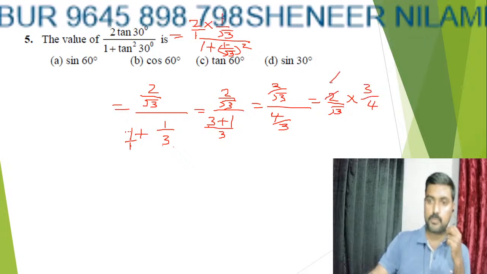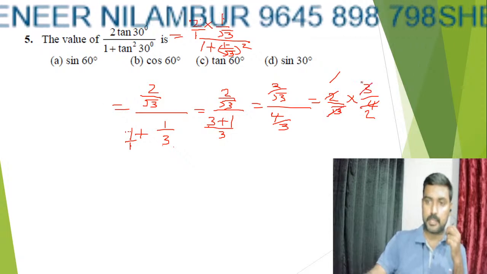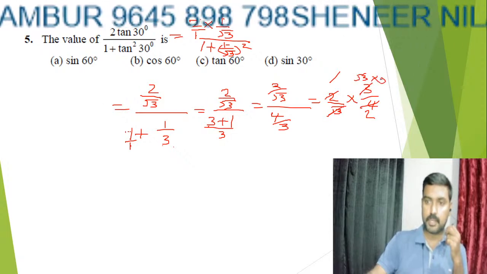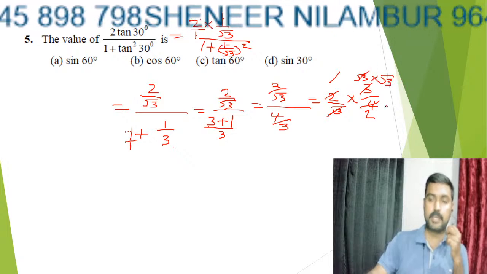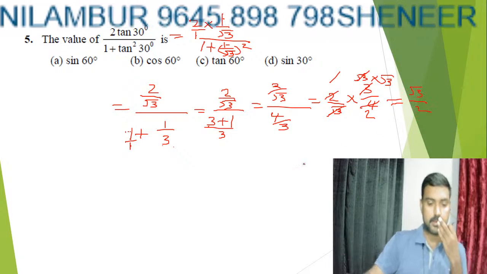And here 2 is 1 time, in 4 it is 2 times. Root 3, there is 1 root 3. 3 we can write as root 3 into root 3. So 1 root 3 will be cancelled. The balance is root 3 by 2. Okay.